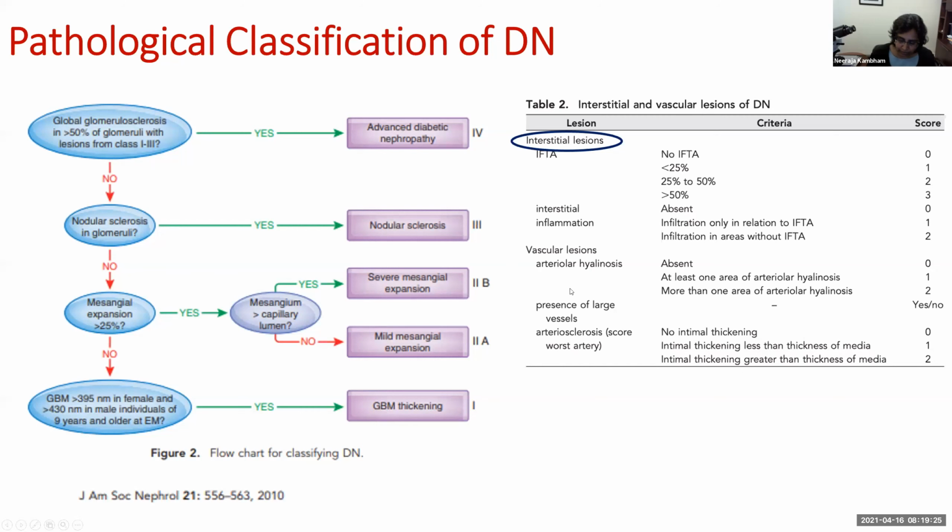And the other feature we're looking for is the blood vessels, looking at the arterioles, how many arterioles have this hyaline material. And then we also look at the larger caliber arteries, if there is intimal thickening, and what's the degree of intimal and medial thickening and so forth.